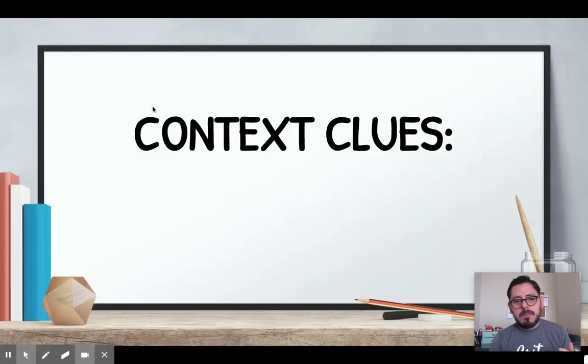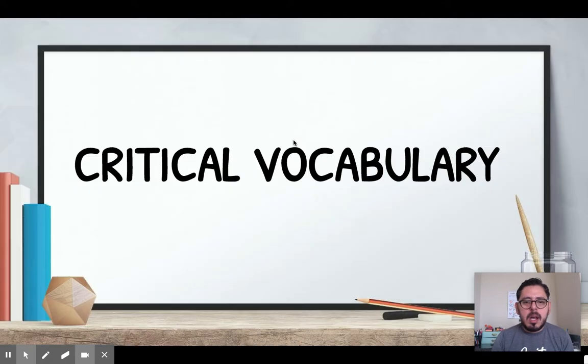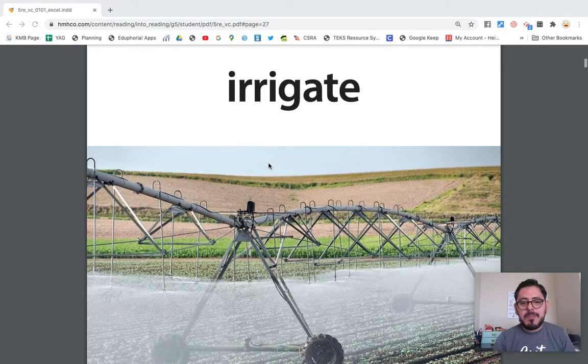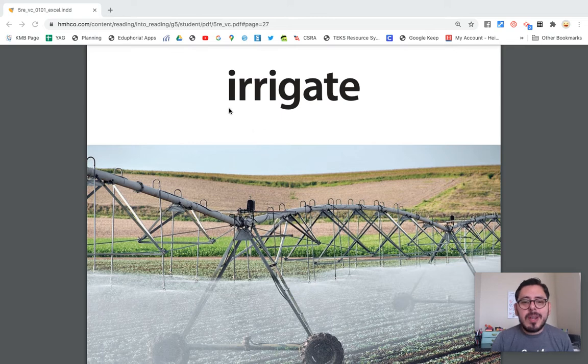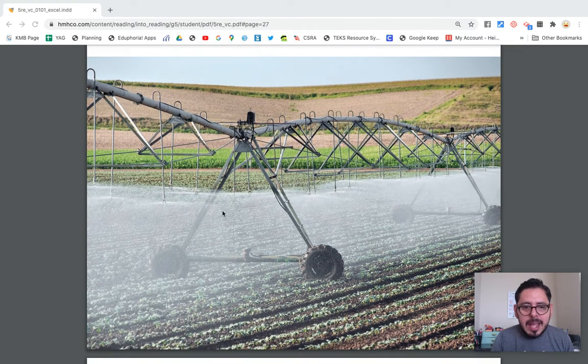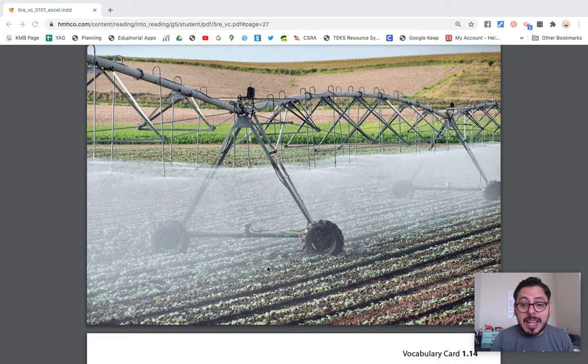Now, let's talk about our critical vocabulary for this week. It's the vocabulary that we will be using around this week. So the first one is called irrigate, and now we have a visual context clue right here. You can see a field, and there's some crops there, and they are watering those crops. They're irrigating. That's how we call it.